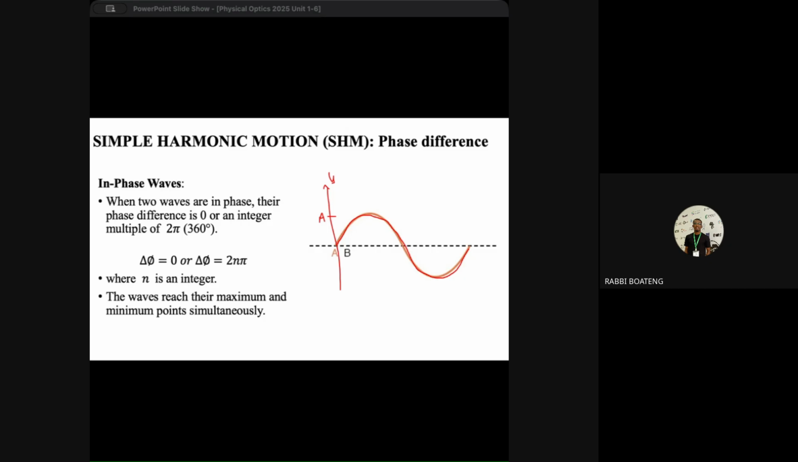Now, yes, Sir Samuel. Say, please, what would be the exact condition when these two waves are in phase? Oh, okay. That's a nice question.